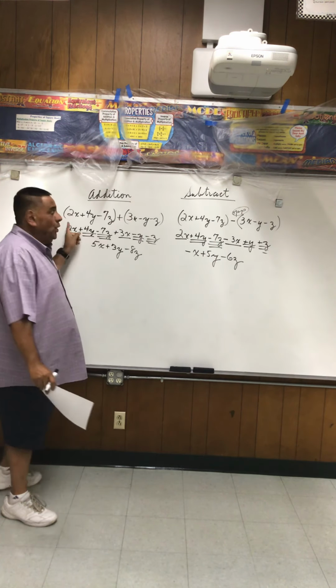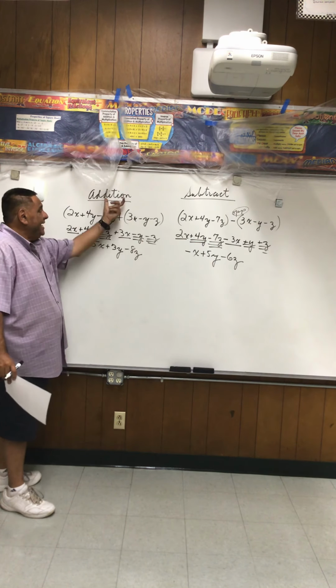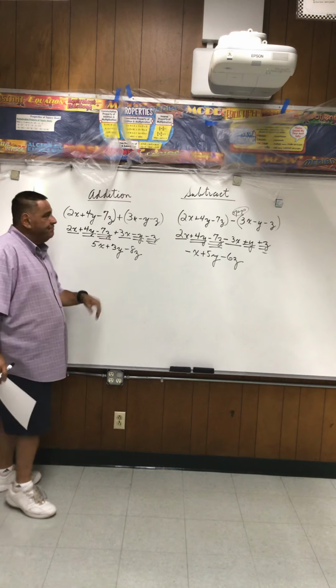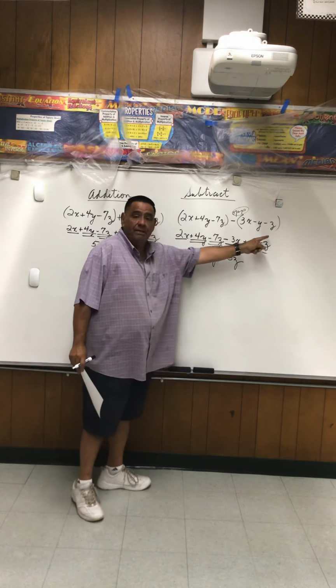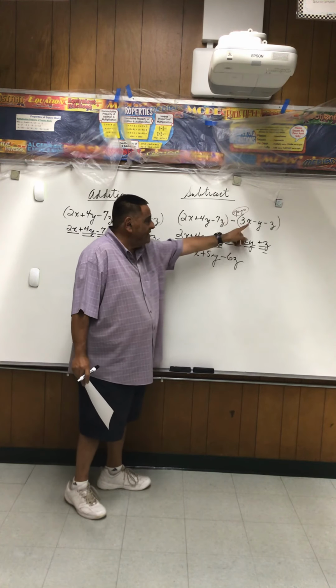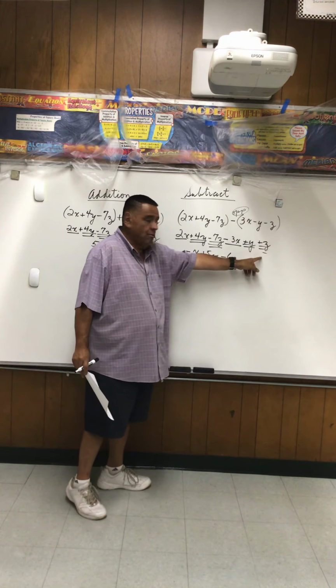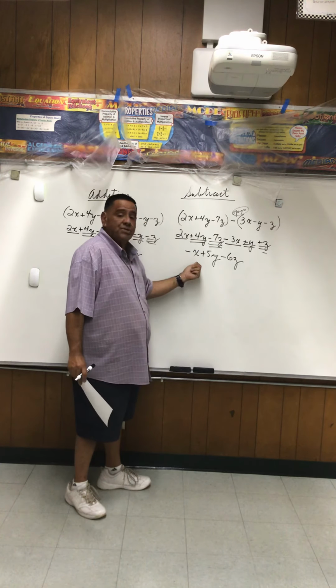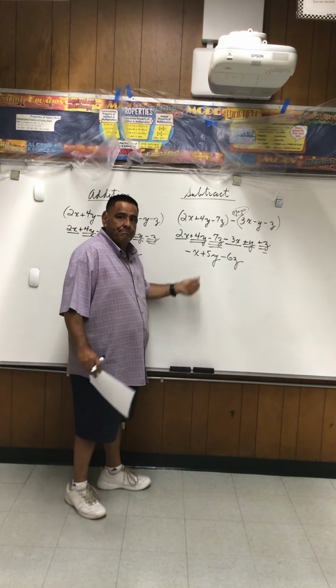So in addition, write the problem, drop the parentheses, underline your common terms, add. Subtraction, write the problem, drop the first set of parentheses, then get the opposite of each term. Whether it's one term, two terms, or three terms. Underline common terms, add them. All right?